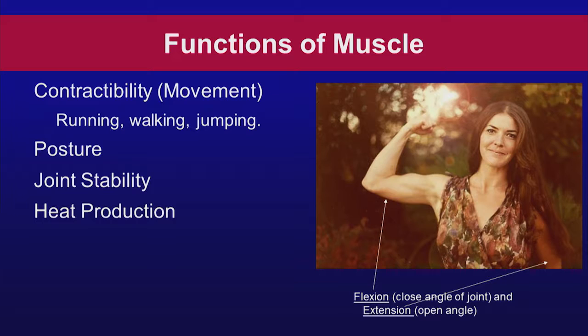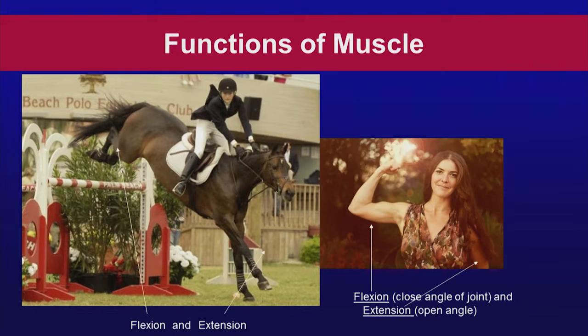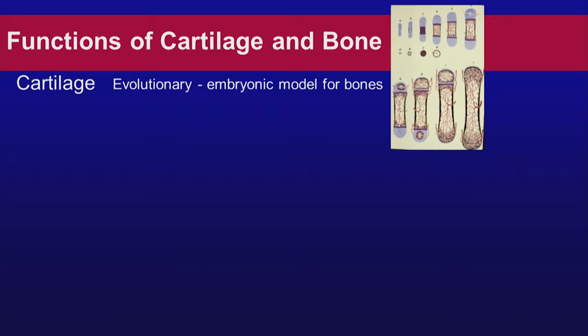And then there's different movement. If you flexion, you close the angle of the joint, or extension, you open the angle. So here we see a horse jumping. Which one is flexion and which one is extension? All right, you got it. Flexion is the back leg, and the extension is the front leg to land. The horse is landing there.